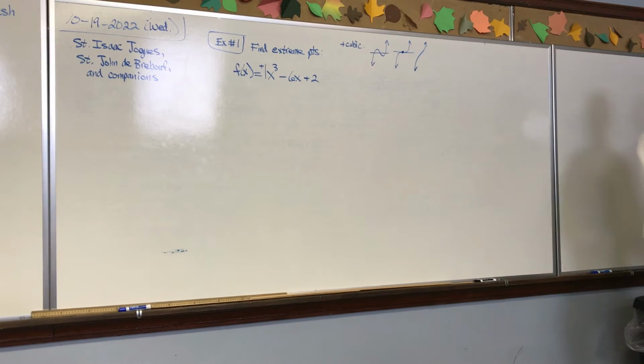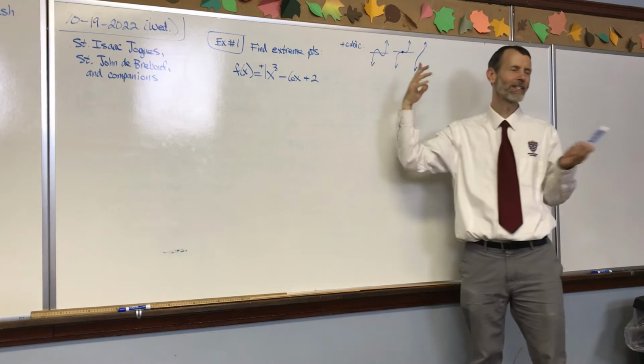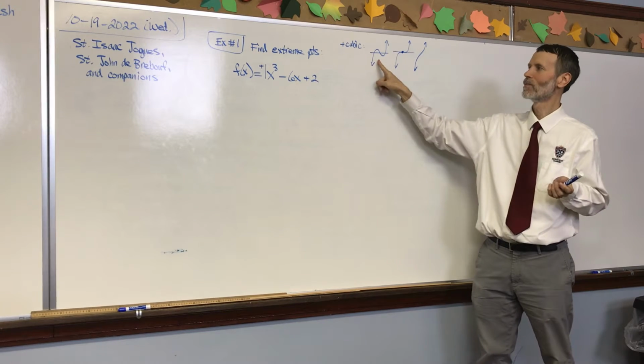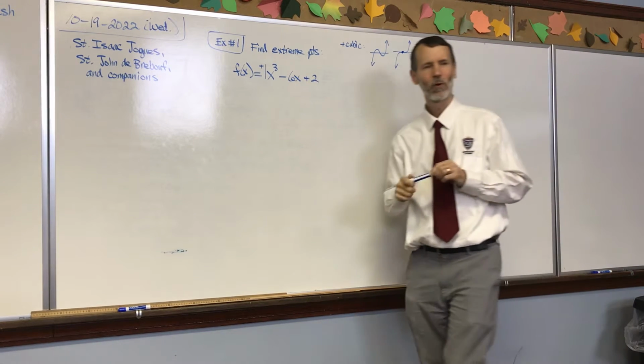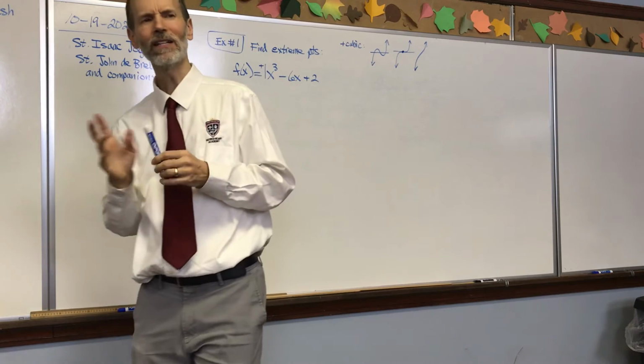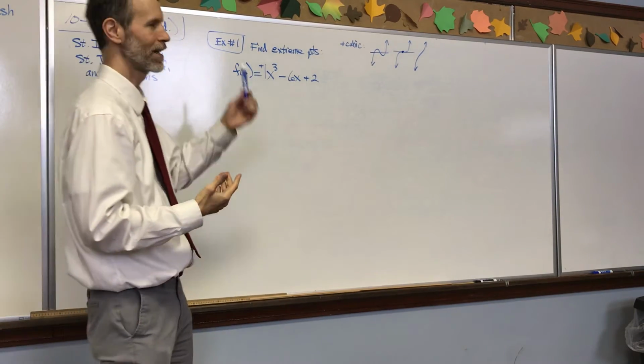Okay, so the only one that's going to give us maxes and mins is this. How do you find it? We're not graphing it yet. How do you tell without graphing whether this thing has maxes and mins?